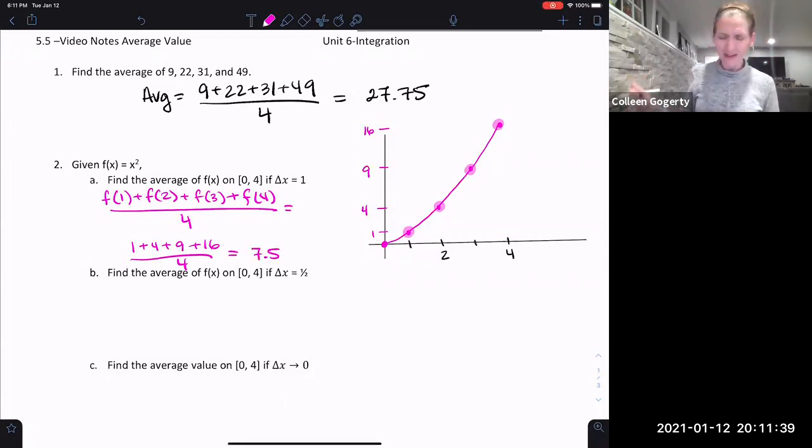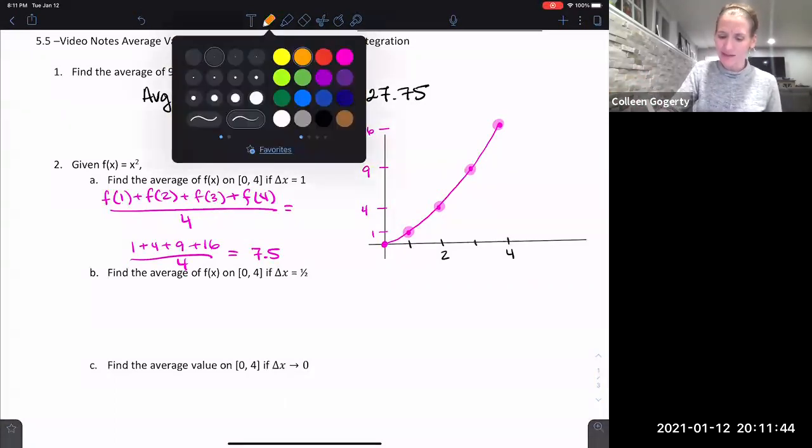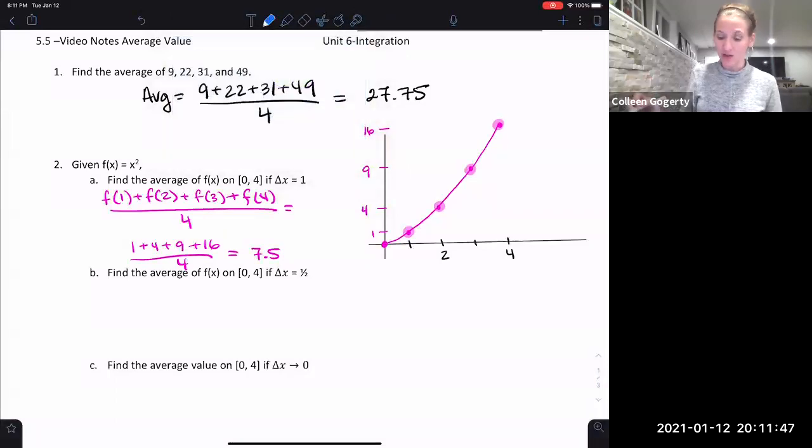Now that's great. This is more of just a review. But what happens if we start making the change in x get smaller? Now I want my change in x to be every half. So that means I'm going to increase the number of outputs that we are going to be calculating. So now my first value would be f of 1/2, then f of 1, then f of 1.5, and f of 2, and so forth. We can do a lot of these numbers in our head, like f of 1/2. So 1/2 squared, I'm going to have it at 1/4.